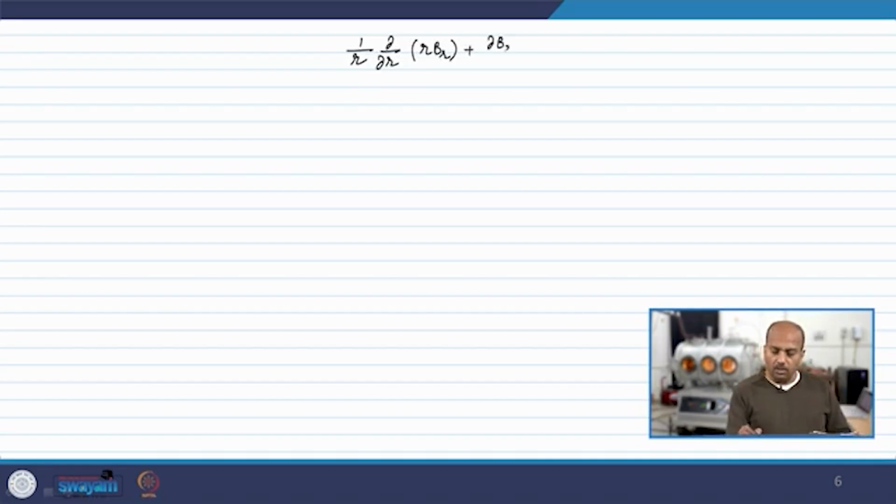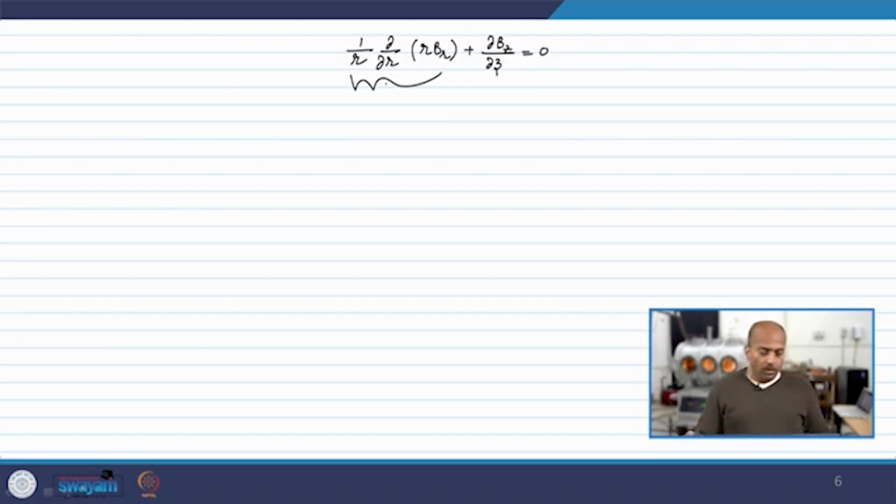What we are left with is 1 by r ∂/∂r of (r Br) plus ∂Bz/∂z equals 0. What does it mean? If the magnetic field has to have a gradient along the z axis, then this component, this term, should be non-zero. If ∂Bz/∂z is non-zero, it is impossible to have the divergence be equal to 0 without this term being non-zero.